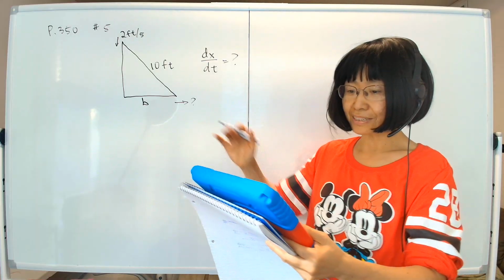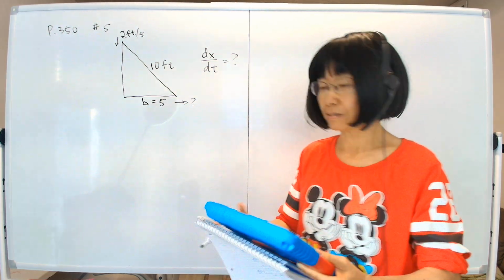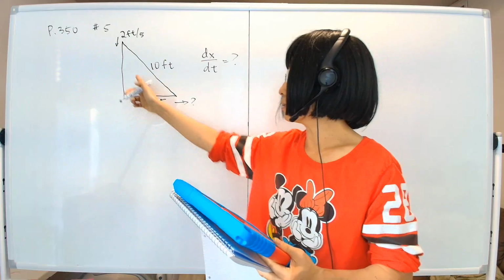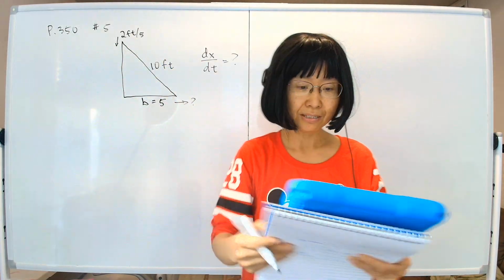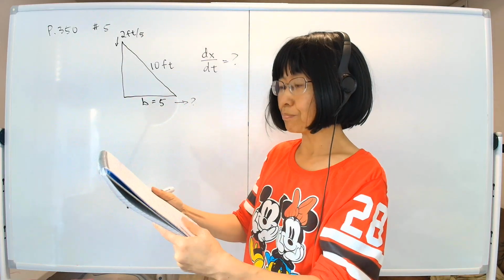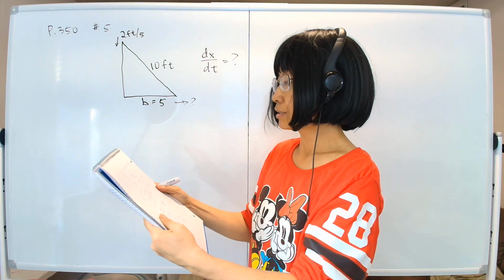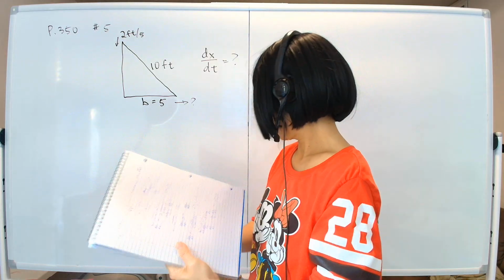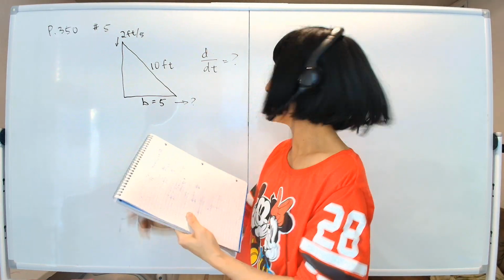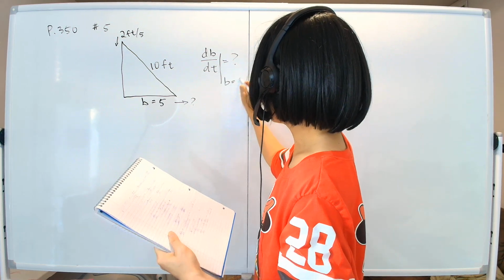How fast is the bottom sliding out when the bottom is exactly 5 feet? Now notice b is changing, and this height is changing, but the ladder length isn't. So that will be the foundation. I will call the bottom length b. We'll change the x to b, that way I'm consistent with my notes. It equals what when b is equal to 5?